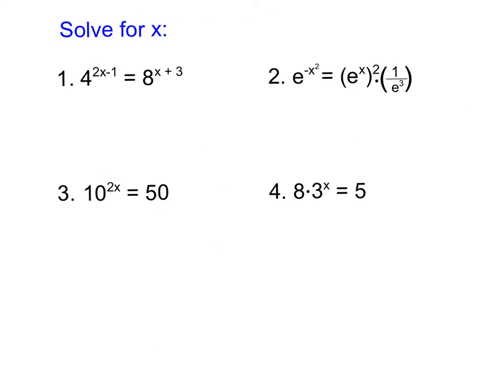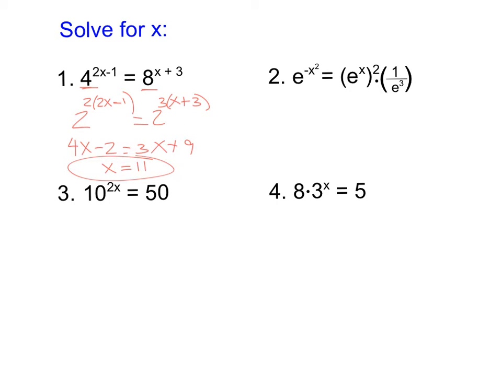All right, solve for x. Bunch of ways to do these. 4 and 8 are multiples of 2, so 4 is 2 squared, so 2 squared times 2x minus 1 equals 8, which is 2 to the third. Now that the bases are the same, the exponents are the same. So 4x minus 2 equals 3x plus 9. So x equals 11.